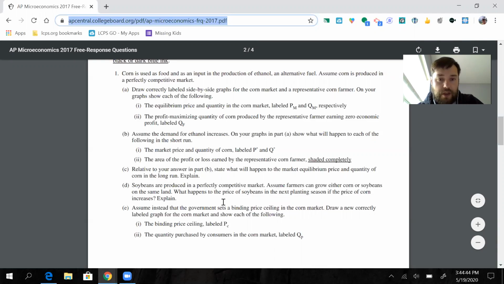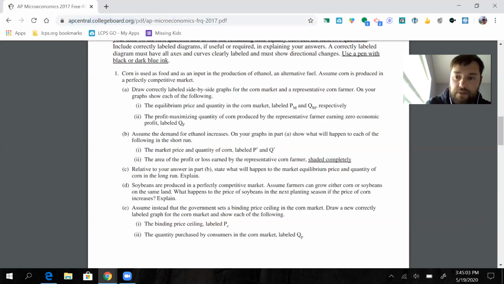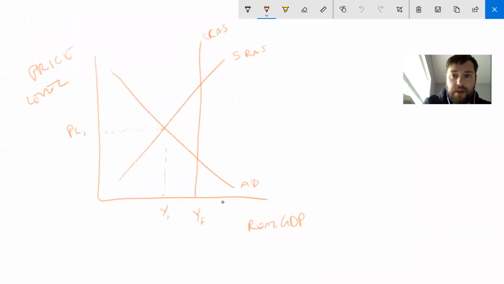in the short run. Market price and quantity of corn. So we have a market shift that's going to happen on the left side of the graph, and then what's going on with the representative corn farmer on the right. So either profit or loss, depending upon what happens from the market shift. Okay, so remember all that. We're going to go find sketchpad.